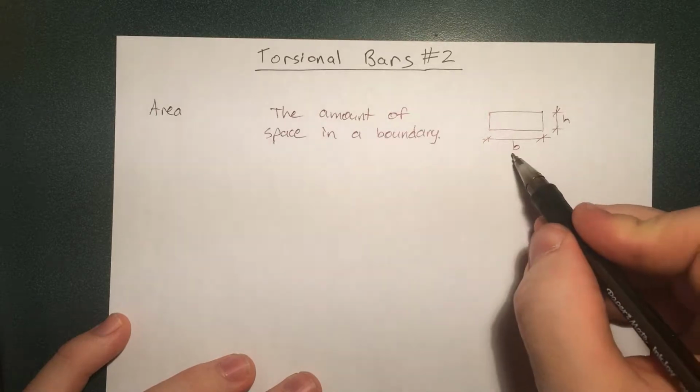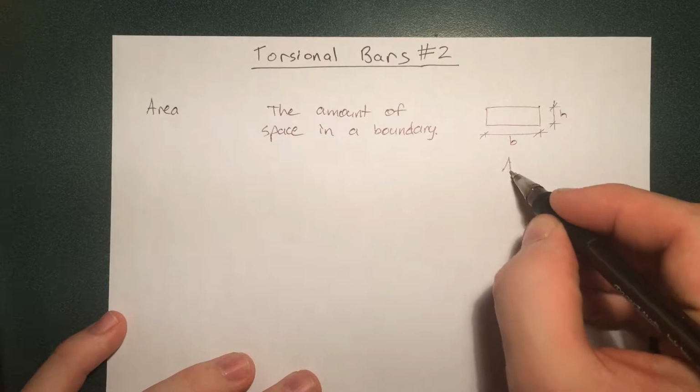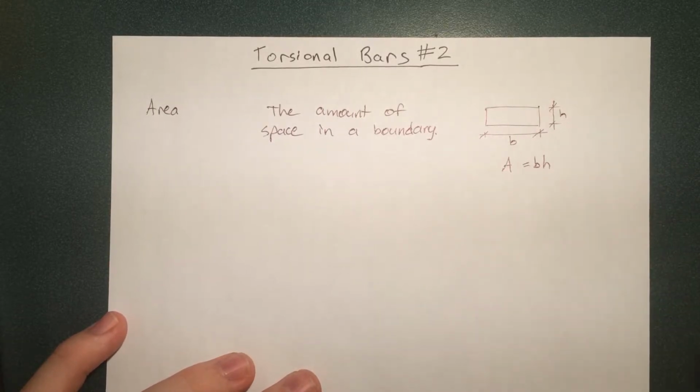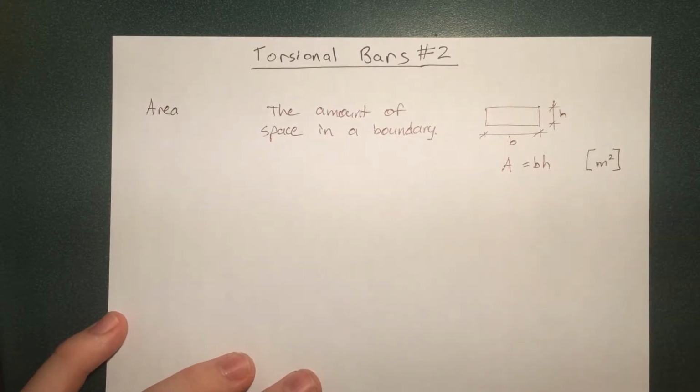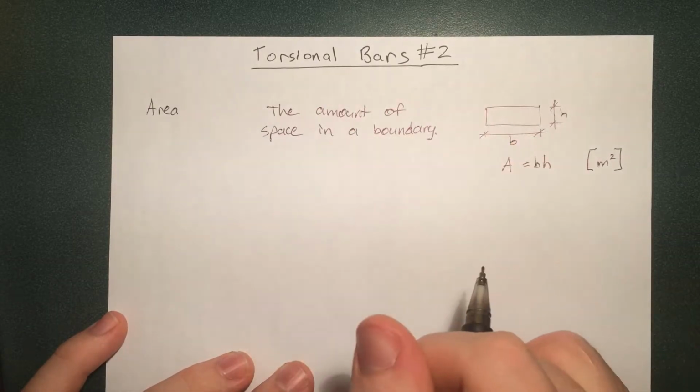With dimensions b for base and h for height, and then of course the area is just going to be base times height. We give area the symbol A, and of course we know its units are meters squared. One thing to note about area is it's independent of position.